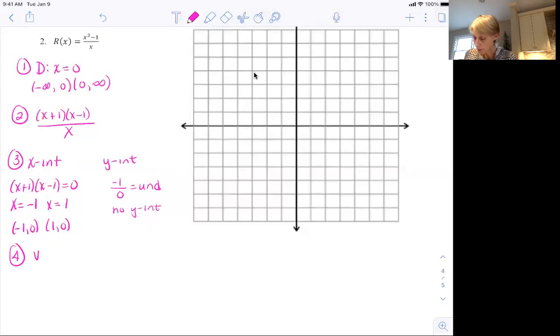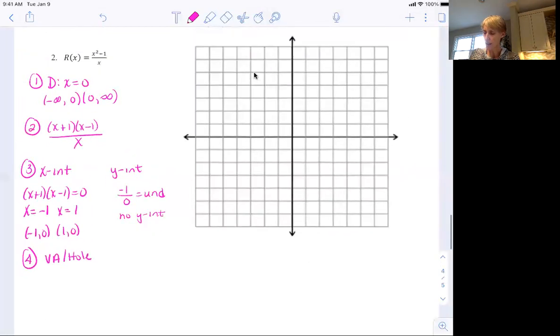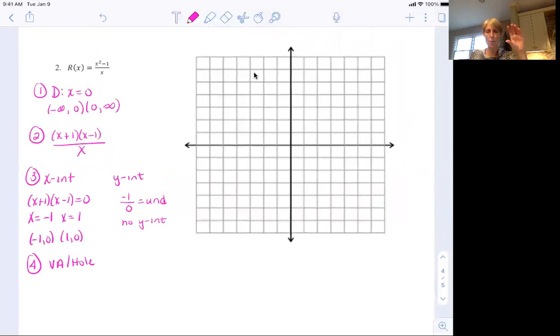My vertical asymptote or hole. So I'm going to go back up and look at my factored form and see what happens. Nothing cancels. So I have a vertical asymptote, and that is x equals 0.